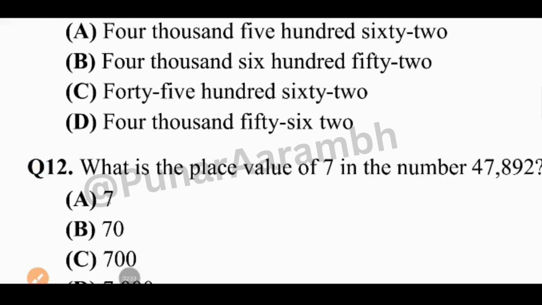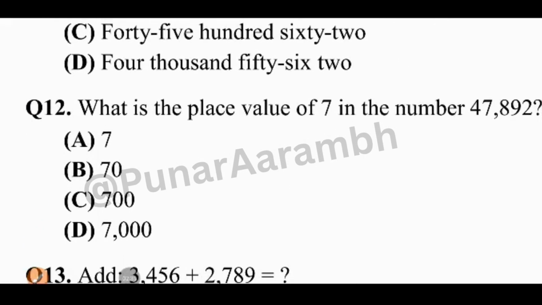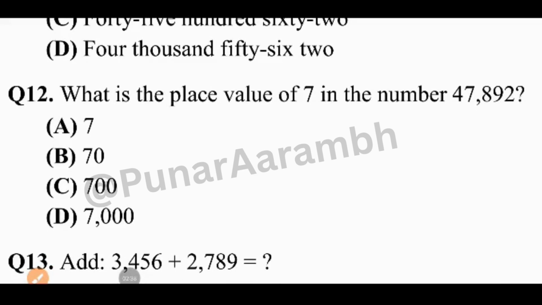Now moving to question number 12. Question number 12 says, what is the place value of 7 in the number 47,892? So we have to find the place value. How many of you know what a place value is? Those who know the answer, please go ahead and start solving. So there are two things. One is place value and one is face value. What is the difference between both?